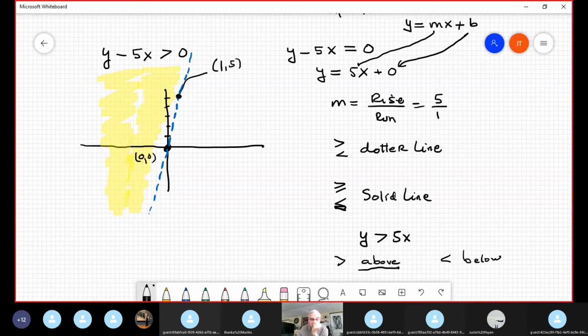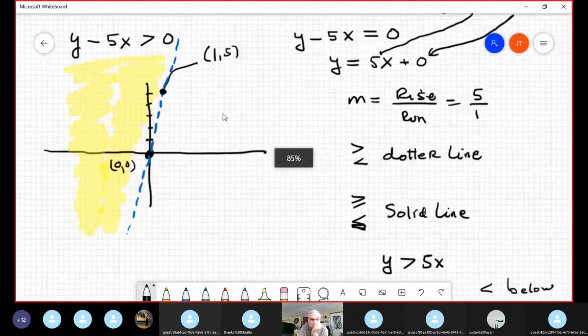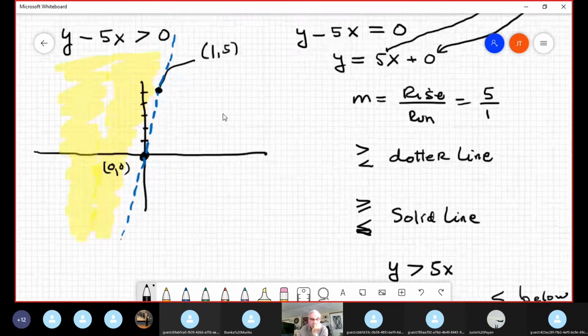What is the interpretation of this? On the line, it is the equal sign. A testing point above the line is greater than, and below is less than. Makes sense, right? So if our inequality contains greater than, it's because it's above.